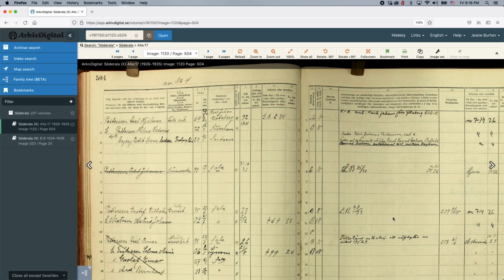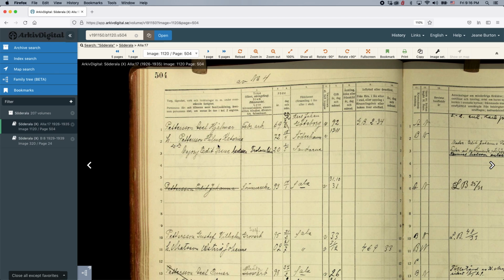As we move through Hilma's life, gathering each household record, we learn about her life. We see her grow up, we see her father pass away, we see her get married and have children. This is a record I want to show you.